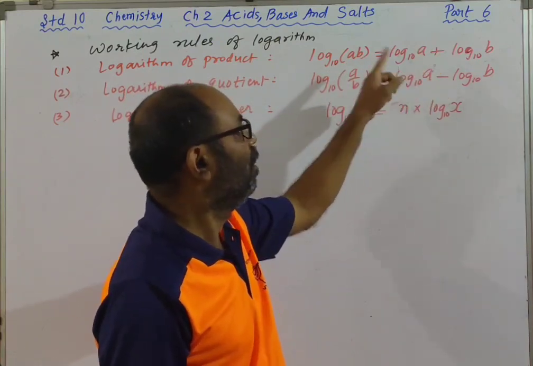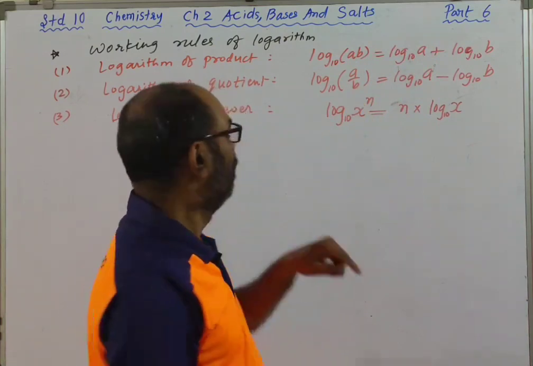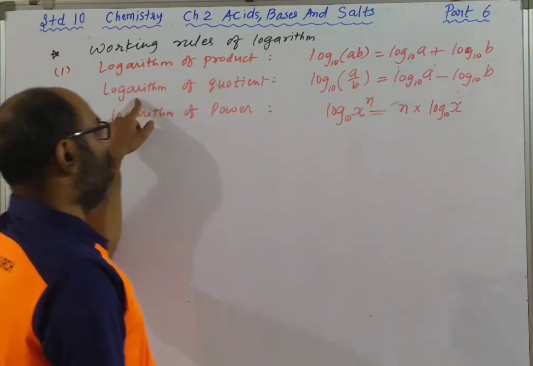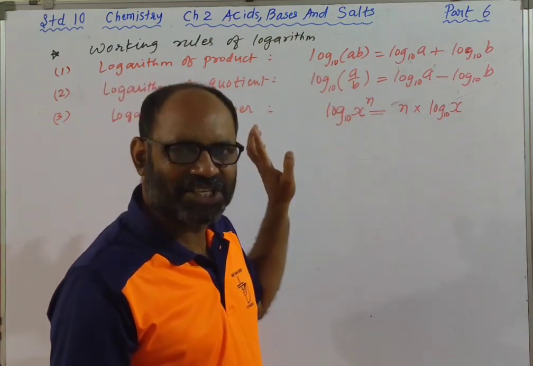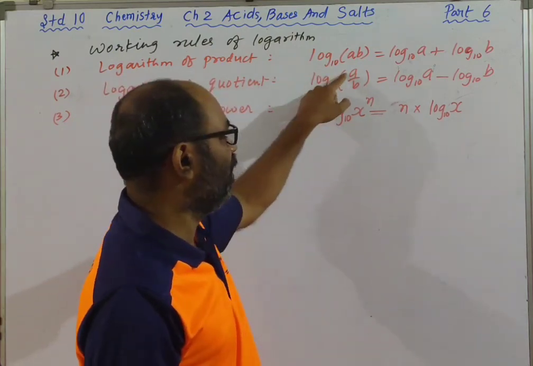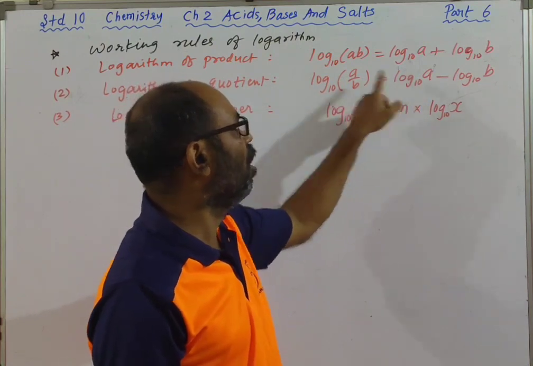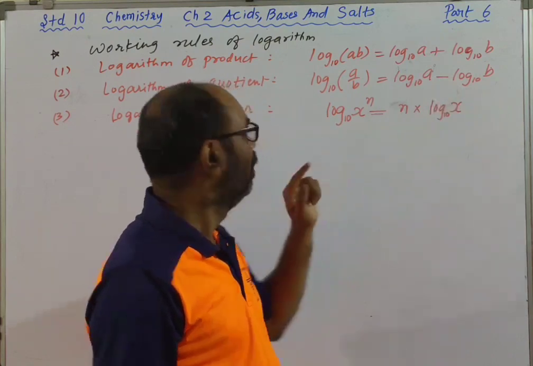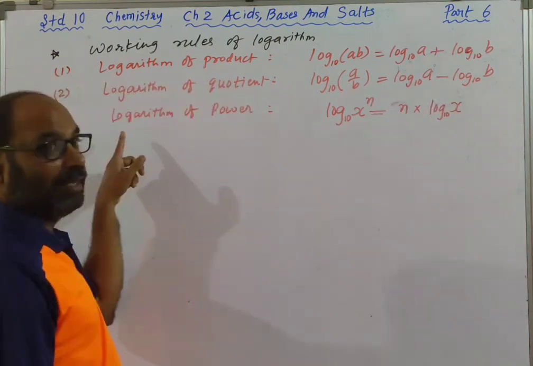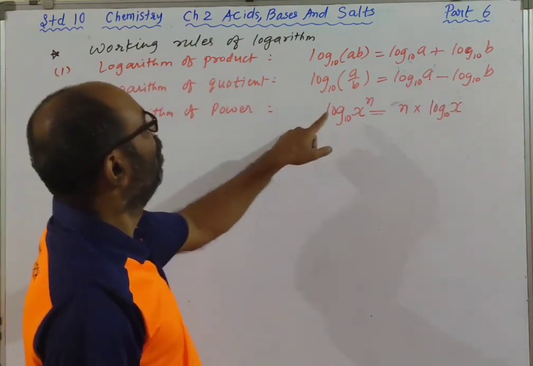A and b are multiplied, so the logarithm of the product is equal to log of a plus log of b. Second working rule, logarithm of quotient. A upon b represents quotient, division, correct? So logarithm of a upon b is equal to log of a minus log of b. Third working rule, logarithm of power.